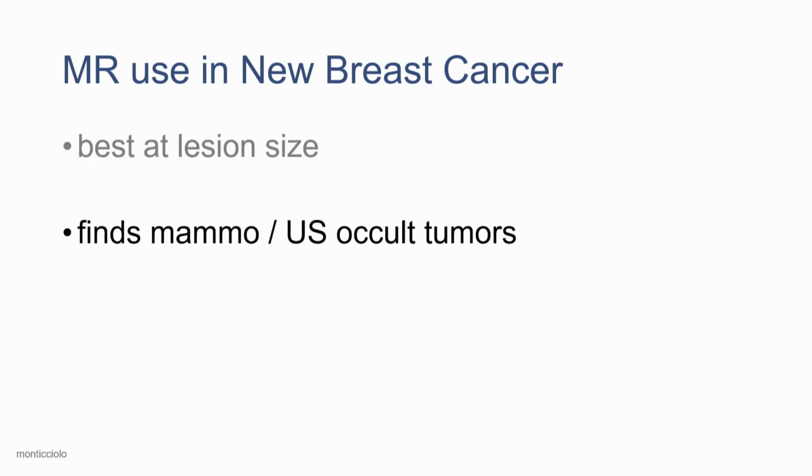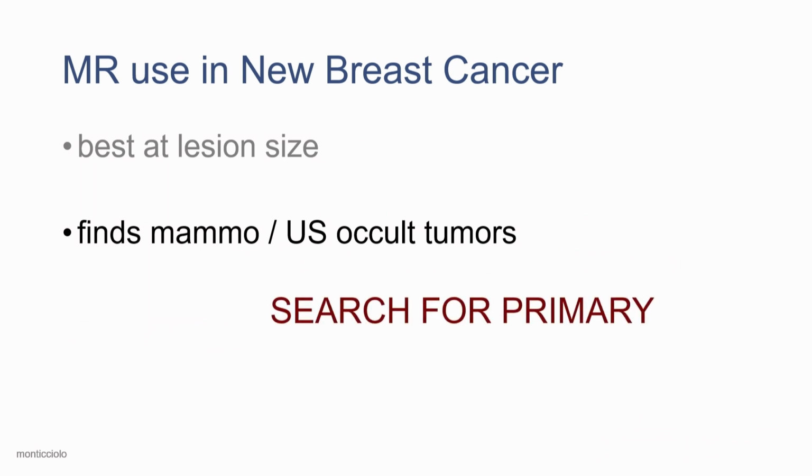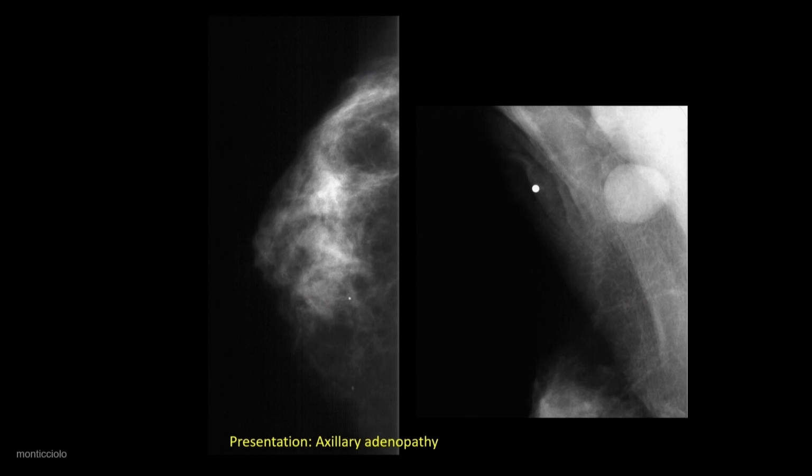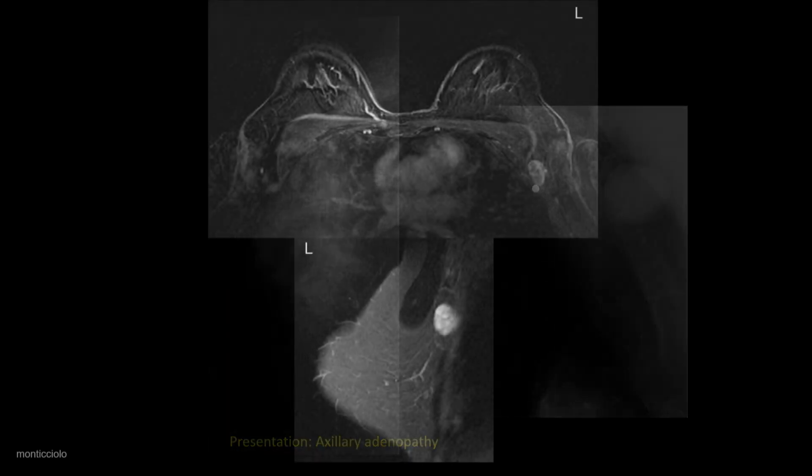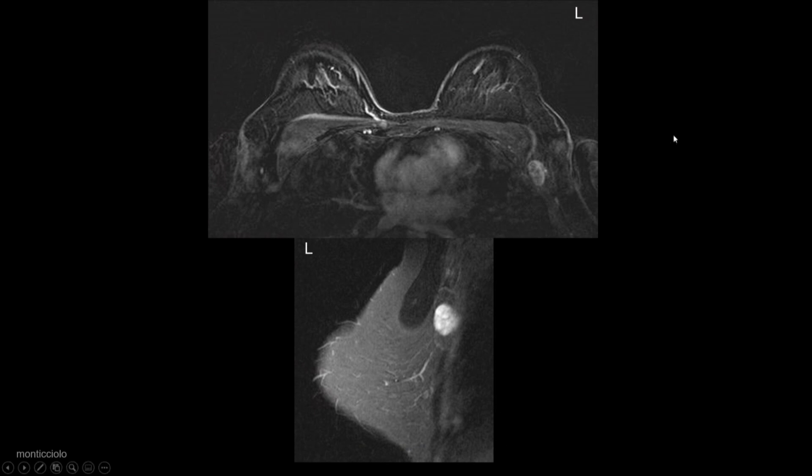All right, in addition to finding tumors in patients who have a diagnosis, a special case of finding mammographically or sonographically occult lesions is the search for primary. And here's an example of that, a lady with a very dense breast. She presents with an enlarged axillary node. I know you've all seen this scenario. We biopsy the node and it's malignant. The question is, where is the tumor? And MR is perfect for this.